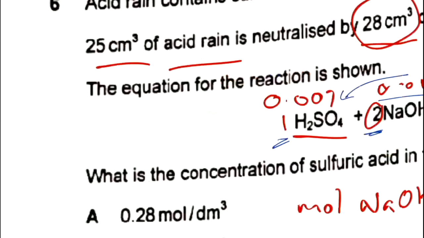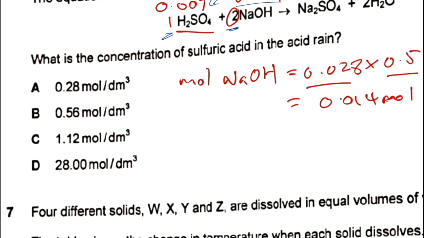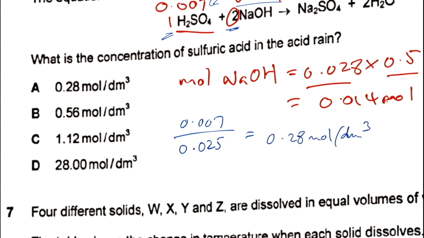But it's in 25 cm cube of acid rain. So to find the concentration, I just take 0.007 divided by 0.025. Once again, I need to convert this to dm cube. So according to the calculator, I get 0.28 mole per dm cube. So answer is A.